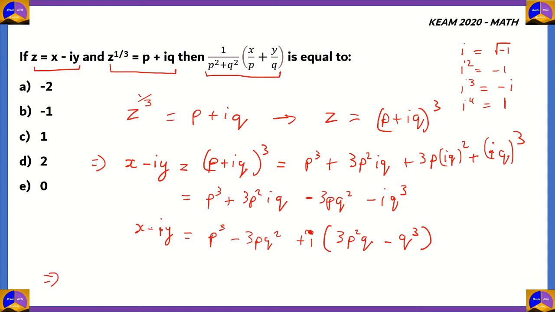So now that we know the real and imaginary parts, let's write them separately. So x equals p cubed minus 3pq squared, and since it's minus iy that is present on the right-hand side, therefore y will be equal to minus of 3p squared q minus q cubed. So now that we know the values of x and y, we will take out common terms here. In x, p is common, and in y, q is common. So we take p and q to the left-hand side.